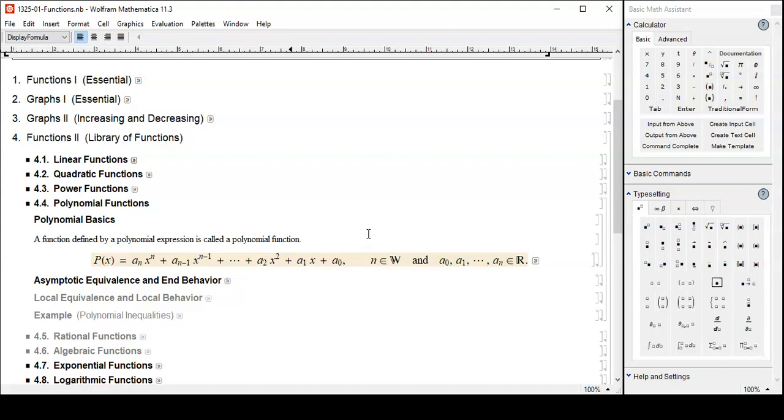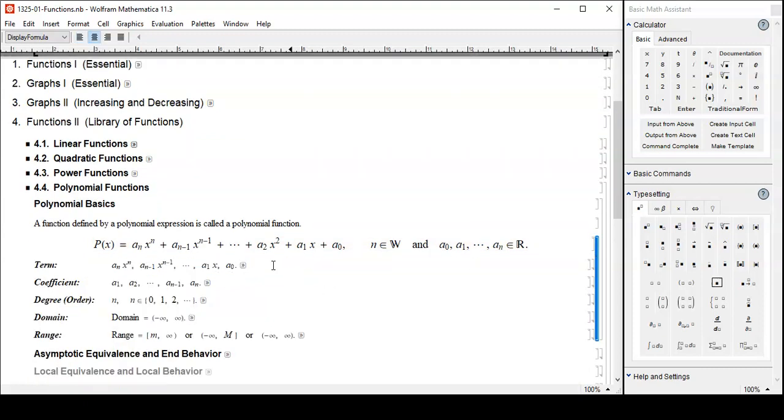Now this n value is going to be any whole number, that is 0, 1, 2, 3, 4, 5, 6, and so on. If n is 0, then all these are out, and we have just a0, a constant function. If n is 1, then we don't have any of these, so what's left is just a linear function. If n is 2, then we don't have any of those, and we have a quadratic function, and so on. So polynomial is a bit broader.